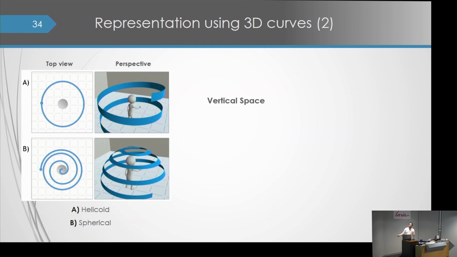Another type of representation that we propose uses the vertical space with, for example, a helicoid or spherical representations. And the idea is to be able to have, again, more time points displayable at close distance for both visualization and interaction for more control. And it could also be useful to create expressive visualizations that can, for example, show periodic data. For example, with the helicoid, one cycle could represent one period of time.